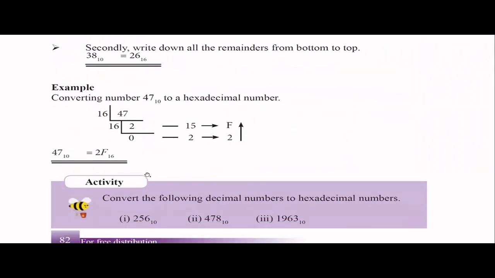We'll do another one and see. 47, right? Divide by 16. Actually, 16 into 2 is 32, right? So we have 15 left. And remember 15 in hexadecimal, we write it as capital F for the letter F. Okay. So 2, when you divide by 16, you cannot divide 2 by 16. So answer is 0 and remainder is 2. So you have 2 and 15. That means 2 and F. This is your answer.